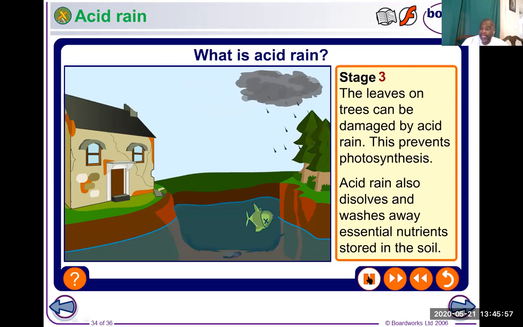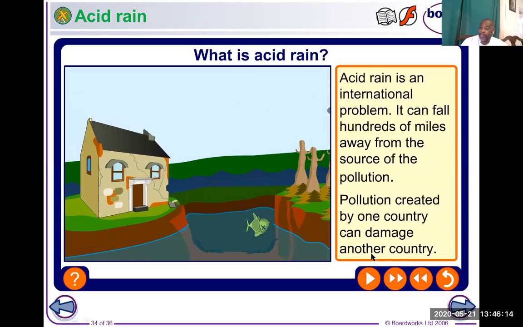The leaves of the tree can be damaged by acid rain. They prevent photosynthesis. So if the leaves are damaged, the plant cannot photosynthesize. And then the acid rain also dissolves and washes away the nutrients in the soil.